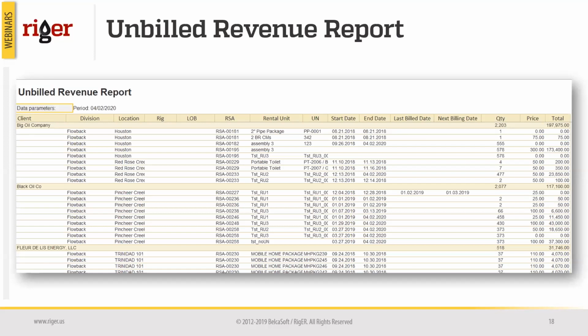The next report is the Unbilled Revenue Report. It's pretty similar to the Gap Days report because it shows you how much revenue you haven't yet billed to the customer, and that's your missed revenue. So you can analyze and you can invoice your customers with unbilled revenue.